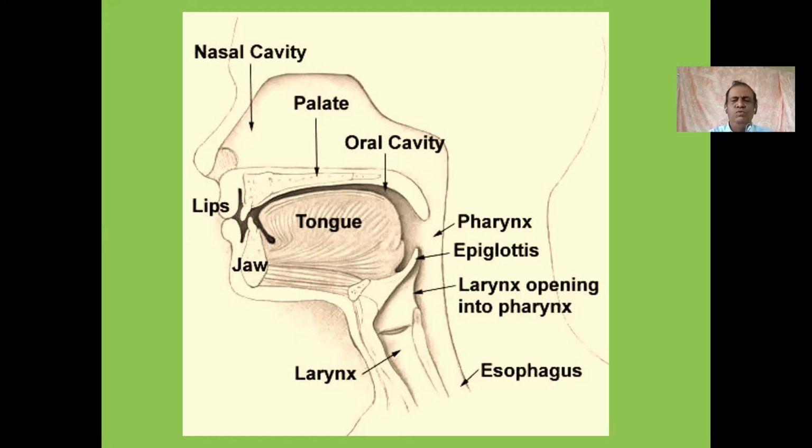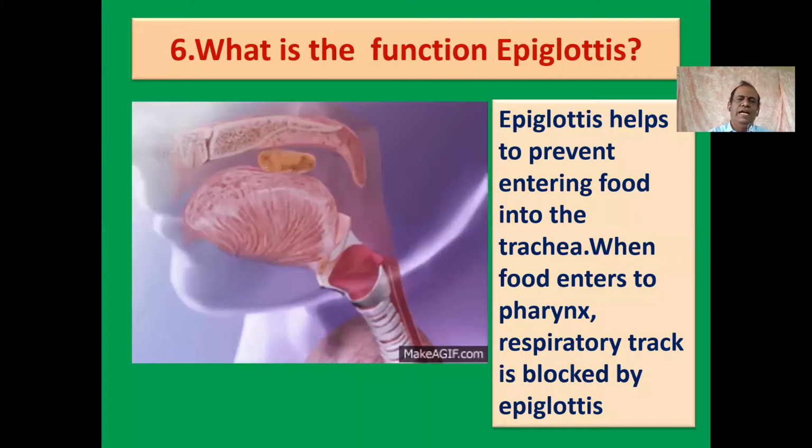Then there are two tubes. One is the esophagus, the other is the larynx. The larynx opening is covered with the epiglottis. That is a very important part. We will see later what the function of the epiglottis is. And the esophagus, the ingested food goes through the esophagus.